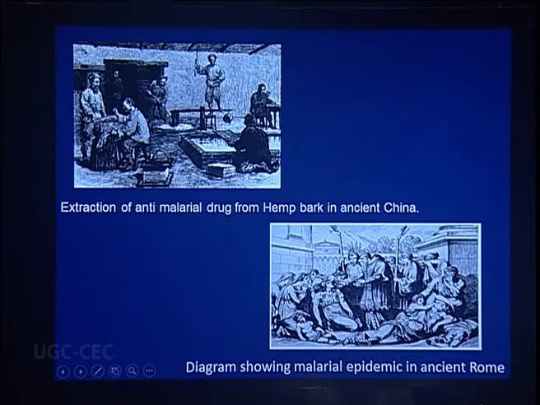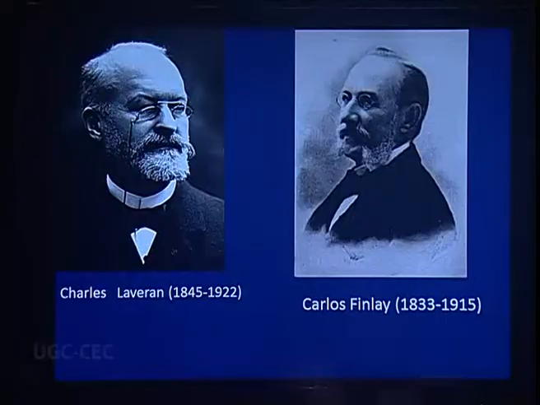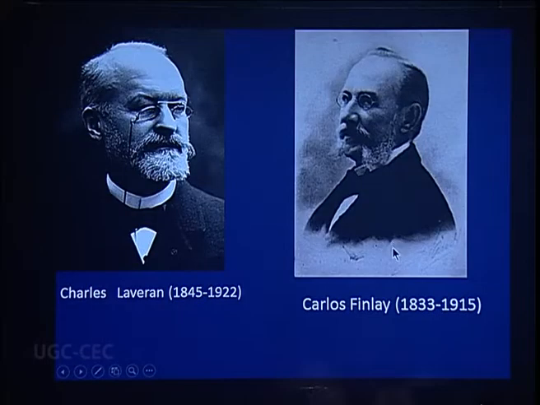Okay? Now, it was Charles Laveran in the year 1880 who for the first time discovered that the malarial parasite survives in human blood. This discovery made him win the Nobel Prize in 1907, much later though. And it was Finlay who thought that this disease had some association with mosquitoes. He wrote a paper in 1881 stating that the Anopheles mosquito is involved in it. But he couldn't prove it though.